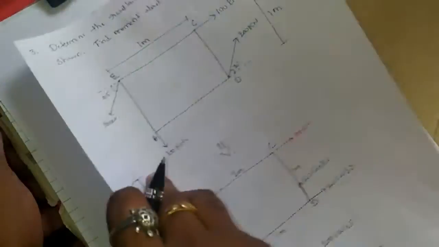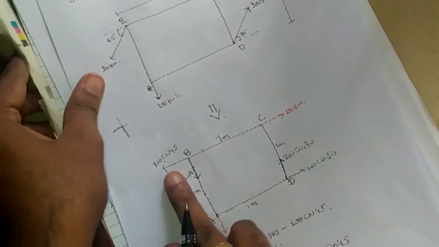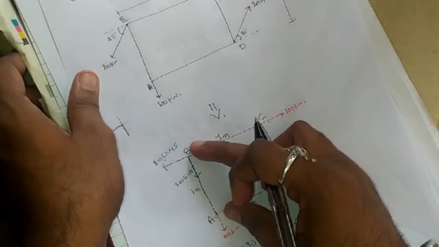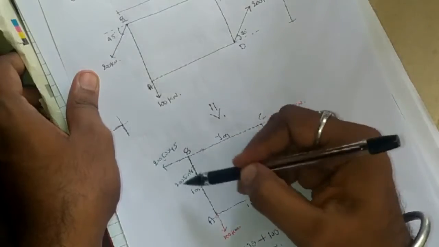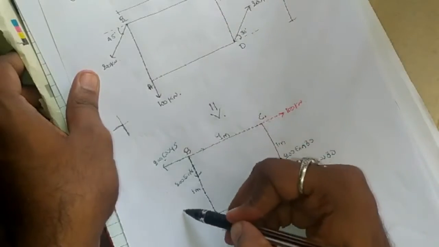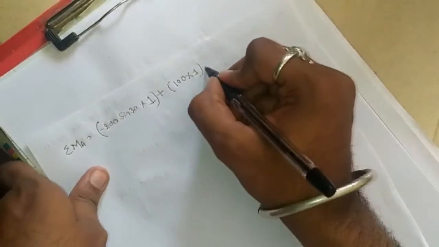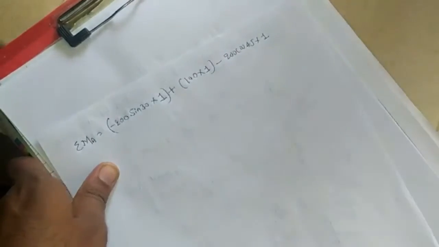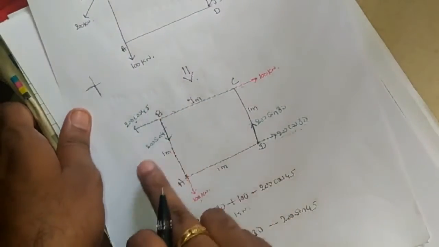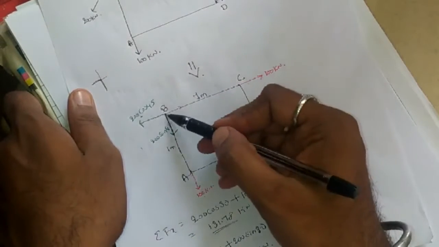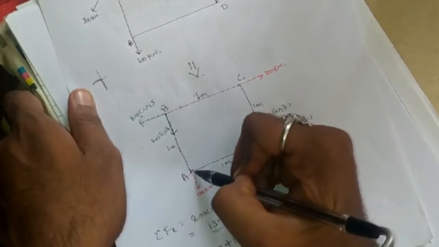Next we'll consider 200 cos 45, again force into perpendicular distance. 200 cos 45 into a distance of again 1 meter. Clockwise or anti-clockwise? From this point to this point along the distance, imagine an arc, and here it is completely anti-clockwise. So minus 200 cos 45 into 1. And the moment produced by the 200 sin 45 force is how much? It is passing through the given point A. So the moment produced by this force on this point is 0.